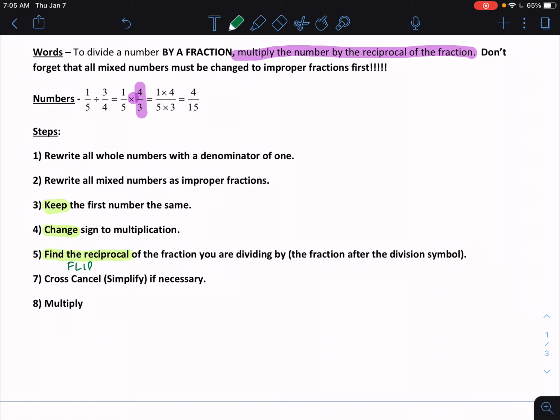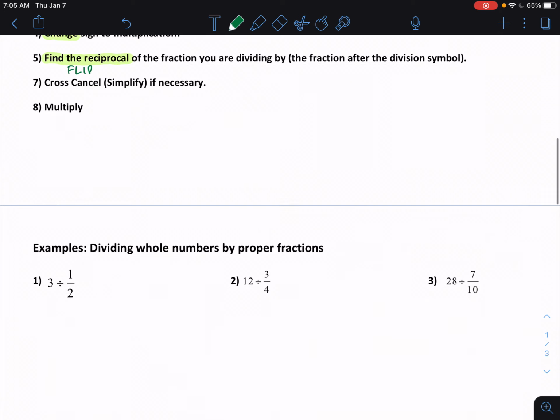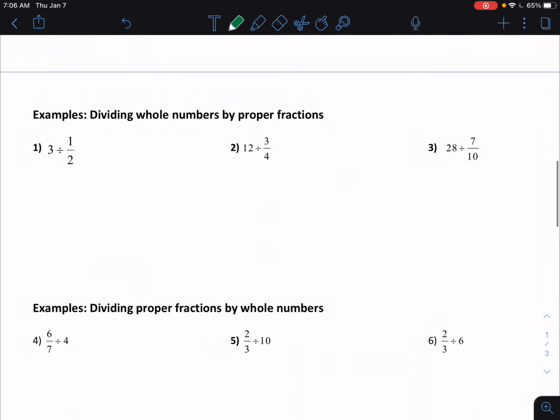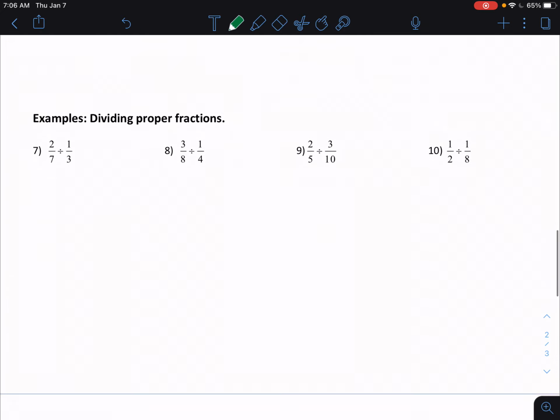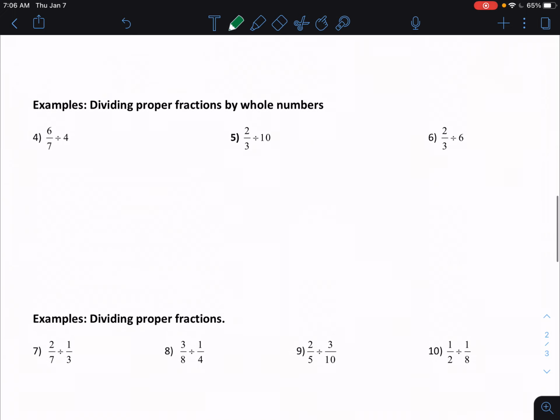We're still going to use our cross canceling. So we're going to simplify if we can, and then we're going to multiply our fractions. So we're going to kind of combine the last couple of days with dividing, because in order to divide fractions, you have to multiply. Kind of works out nice that way. So we're going to do a few examples here. I've got 3 examples of dividing whole numbers by fractions, dividing fractions by whole numbers, and then dividing proper fractions, so no mixed numbers.